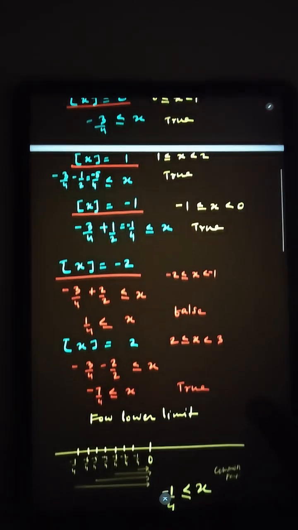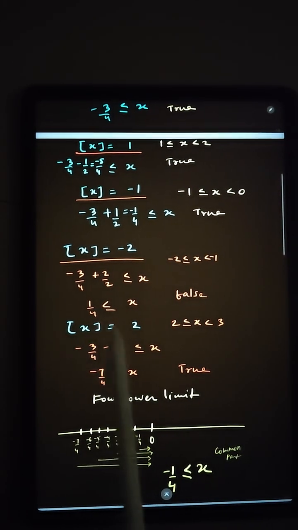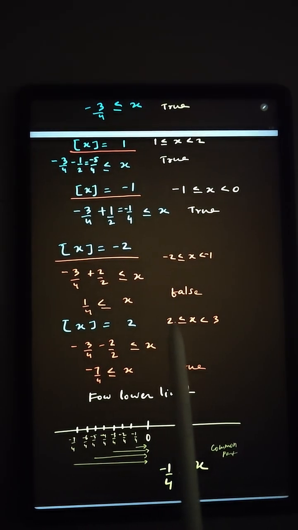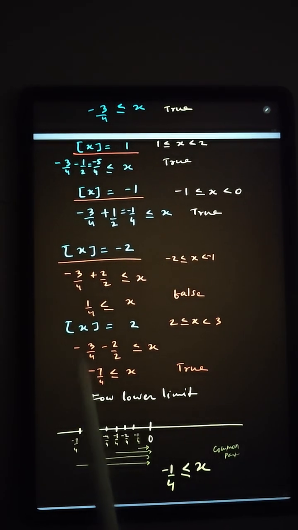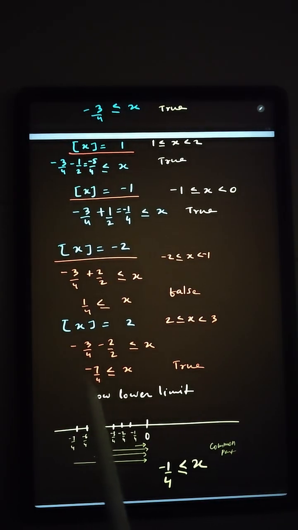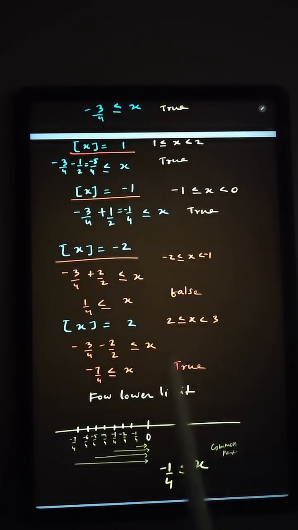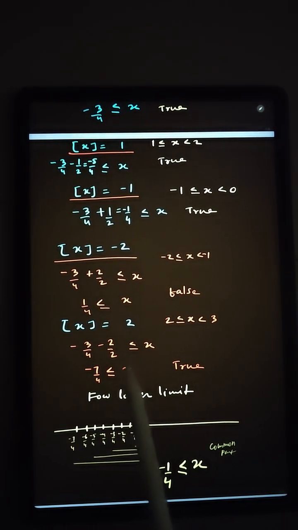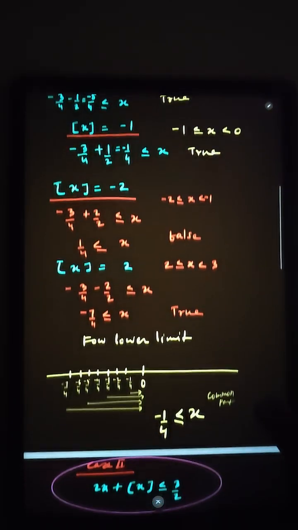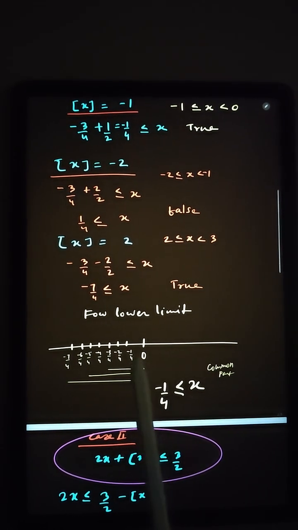Again you check for the greatest integer function value as 2. In this case your x will be greater than or equal to 2 and less than 3. So minus 3 by 4 minus 2 upon 2 will give you minus 7 upon 4, a negative number, and this is a positive number, so this relation is true.